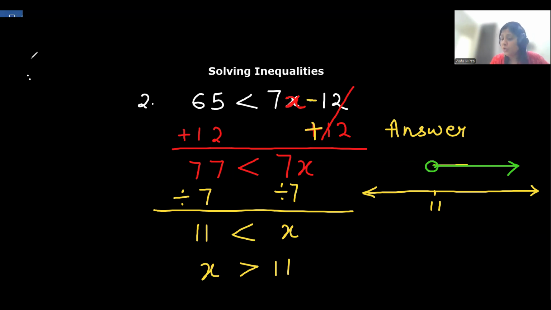If I want to write my answer in brackets, since 11 is not included in the answer, x is greater than 11, not equal to 11, I will use a small bracket at 11, and x can have any value greater than 11, it will go up to positive infinity. Always with infinity, you will use a small bracket, right? Okay, now let's go to the next question.